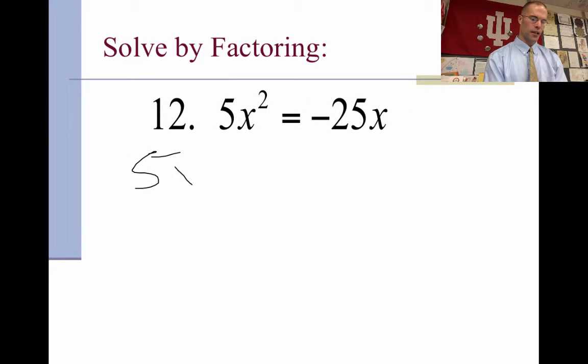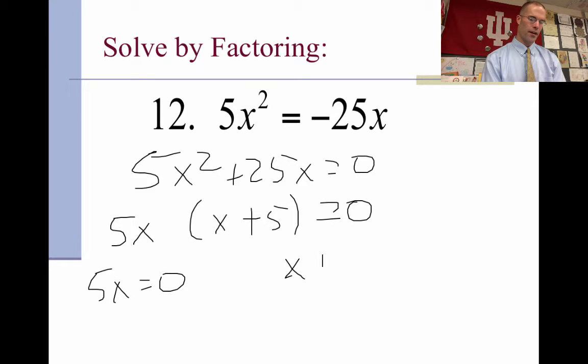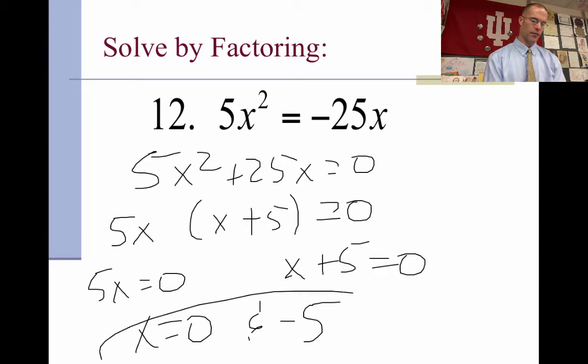Alright, get everything on the same side, so we got 5x squared plus 25x equals 0. Take out a 5x. So then we're left with x plus 5 equals 0. So we got 5x equals 0 and x plus 5 equals 0. So x equals 0 and negative 5.